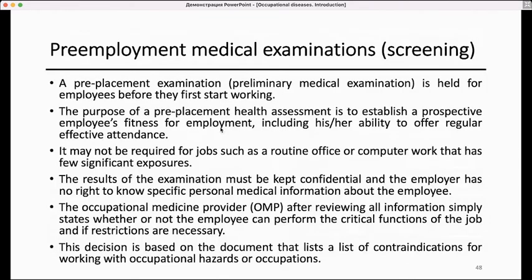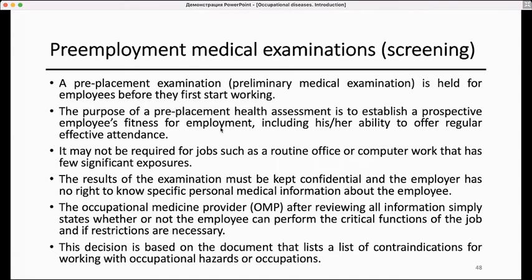Let's start with pre-employment medical examinations or screening. Why do we need to screen employees? Because, how do you think, can a blind employee work as a driver? Or, for example, a deaf person work as a teacher? Or something like that? Absolutely not. That's why we need to screen people before starting work.